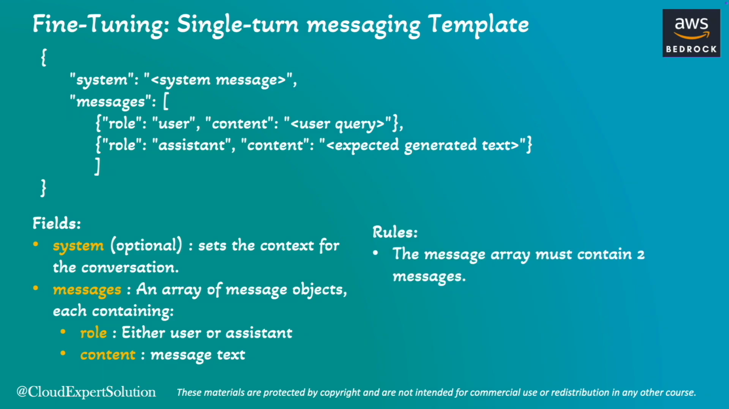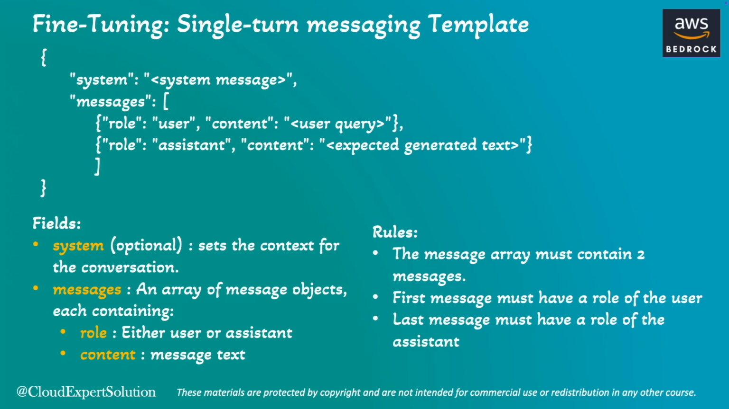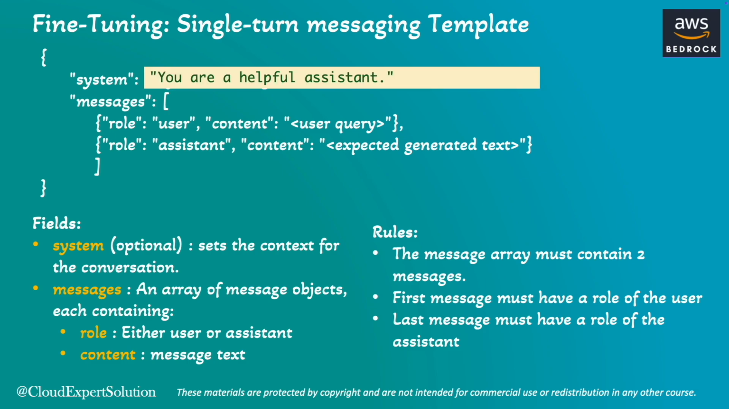Now let's review the rules. The first rule is the message array must contain two messages. Then the first message must have a role of user and the last message must have a role of assistant. Now using those fields and rules, let's convert this template to an actual example. Maybe in terms of system message, you can set the context with you are a helpful assistant, and in the message, as we mentioned, the first message should be a user. Then the content is what is AWS?